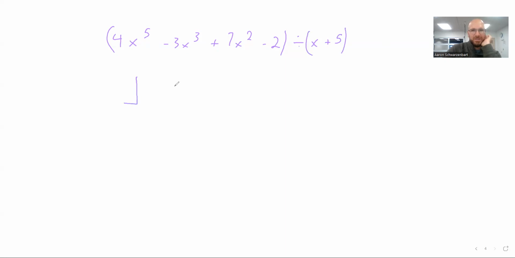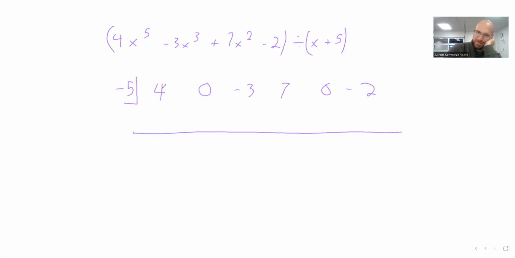So in my box up here, the solution to x plus 5 equals 0. Well, what x value makes x plus 5 0? That is negative 5. I don't have an x to the 4th, so I need a 0. I don't have an x, so I need a 0. Bring my 4 down. 4 times negative 5 is negative 20. 0 plus negative 20 is negative 20. Negative 20 times negative 5 is positive 100.